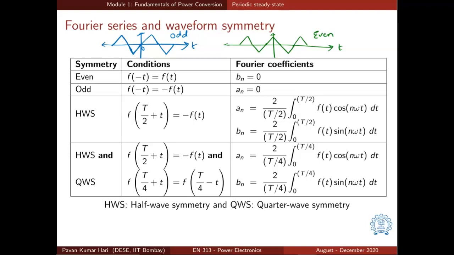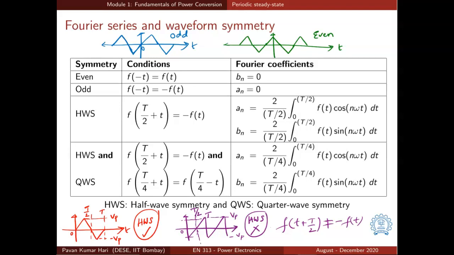The calculations can further be simplified if a waveform has half-wave symmetry. It is defined as the condition f(t/2 + t) = -f(t). That means the values of a function repeat after half time period but in a negative manner. Consider the examples here. One triangular waveform in red color is shown whose peak value is V peak. So the values repeat after half time period but in a negative manner. So the triangular waveform has half-wave symmetry.